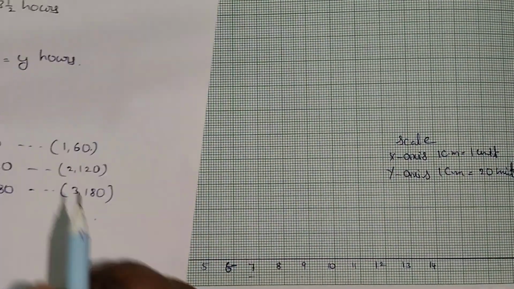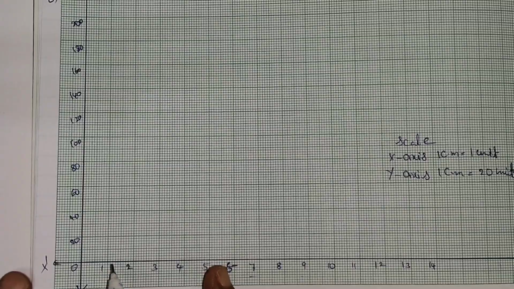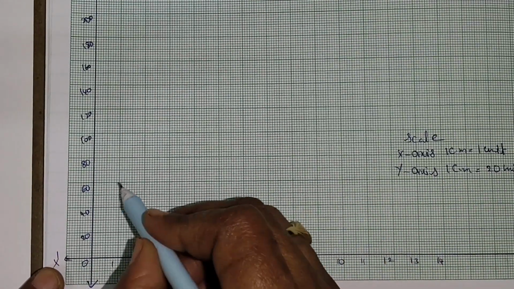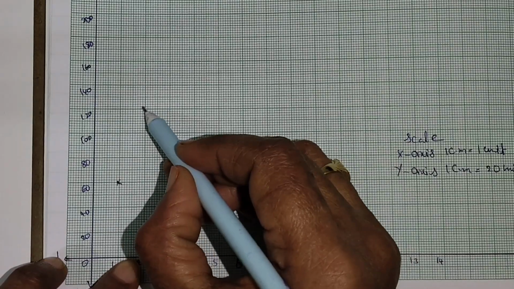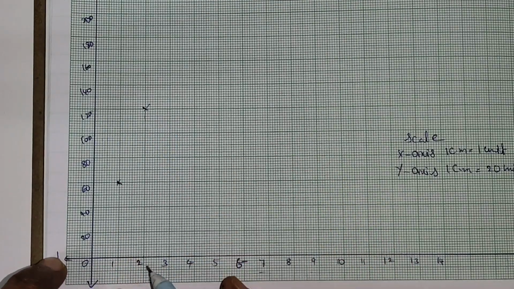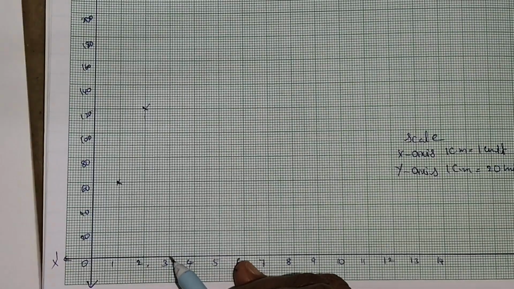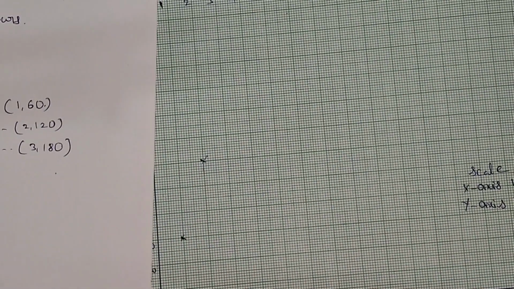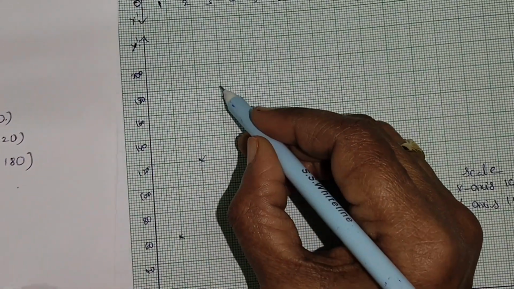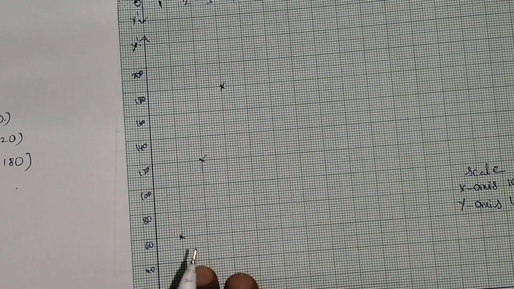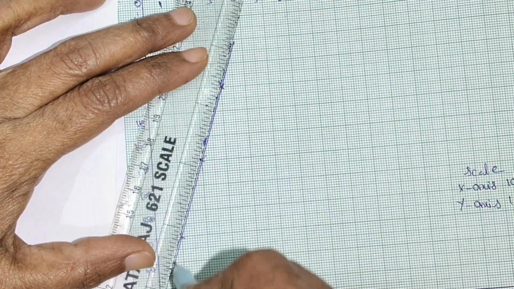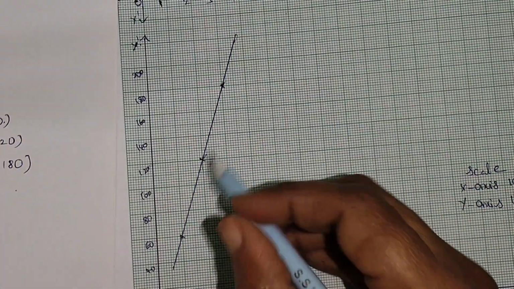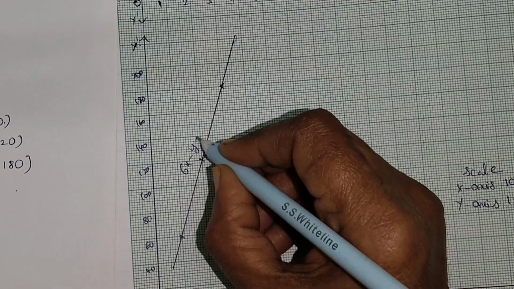Now the first point is 1 comma 60: x axis is 1 and y axis is 60. Next, 2 comma 120: x axis 2 and y axis 120. Next, 3 comma 180: x axis is 3 and y axis is 180. These three are the points. Now join these 3 points. So this line's equation is 60x minus y equal to 0.